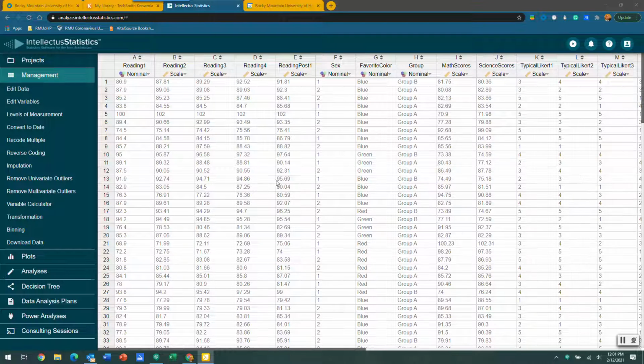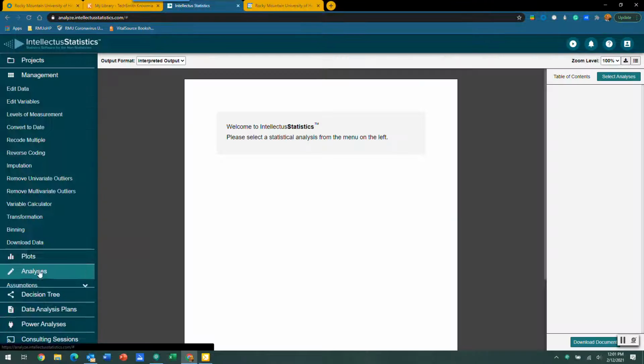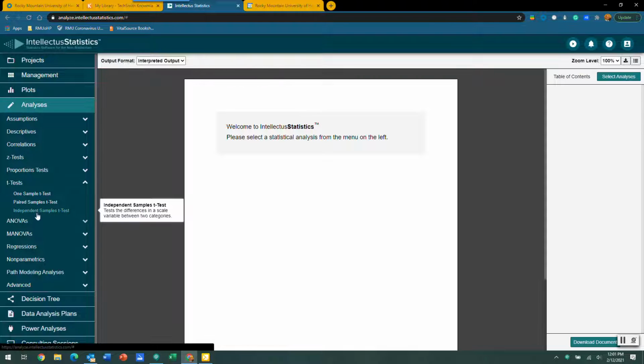Okay, so in order to complete the analysis, we're going to go to the analyses menu, and we're going to find the independent samples t-test option. As you can see here, when you hover over the name, a little box opens up that describes in what circumstances the test should be used. So again, we're testing the differences in a scale or numeric variable between two independent categories.